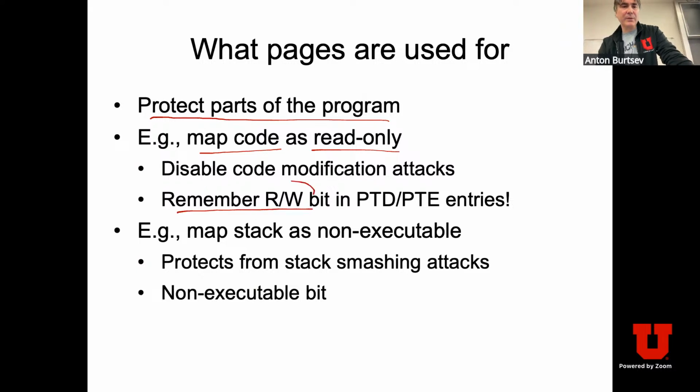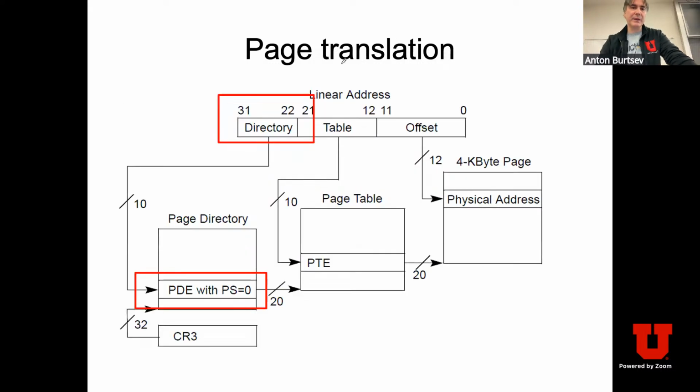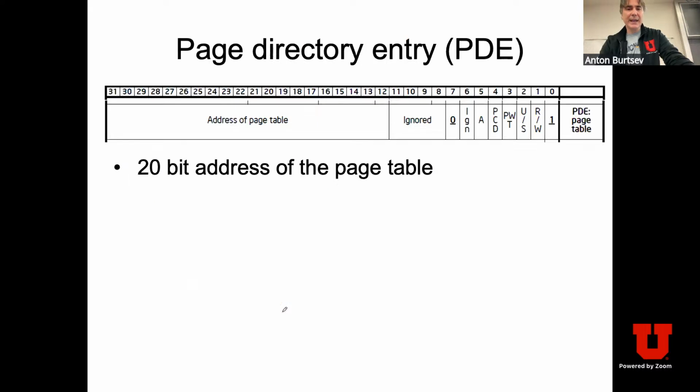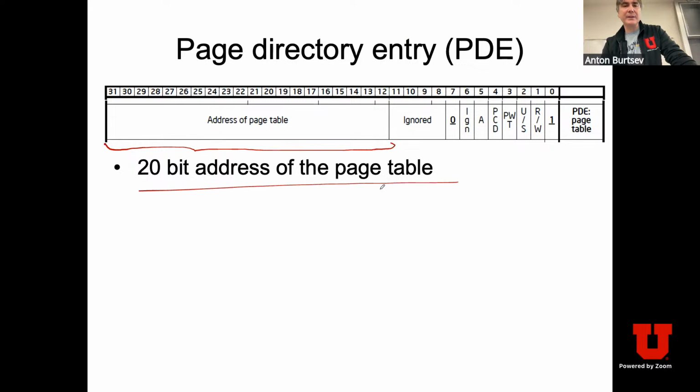We have read-write bits in the page table directory and page table entry. The page table directory in this naming scheme will be L1, L2, and this will be L1. So just to be more specific, this is a page directory entry. If the page size bit is 0, it means that the next level of translation is present. Remember, it's not a 4 kilobyte page. And so these are the flags. Essentially, what we do here is we use 20 bits of address as a pointer to the next level, and then we have some flags.